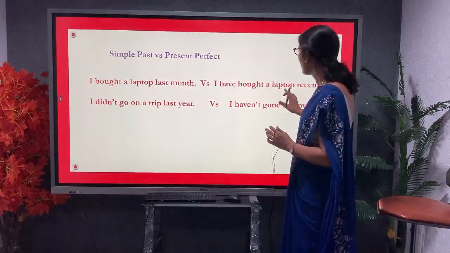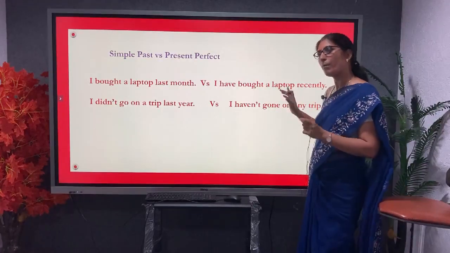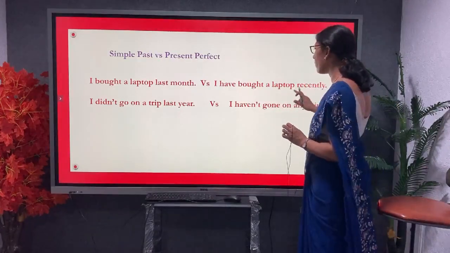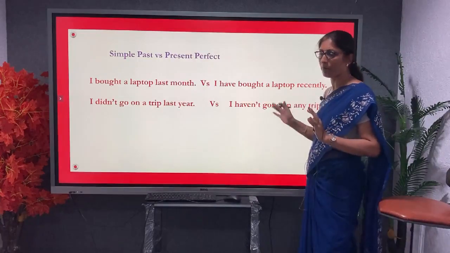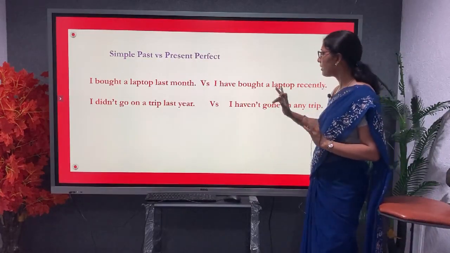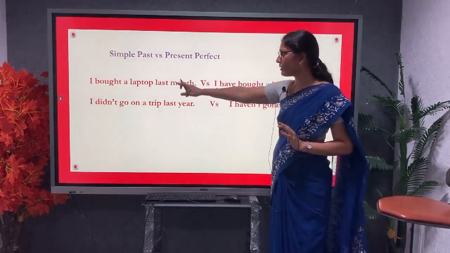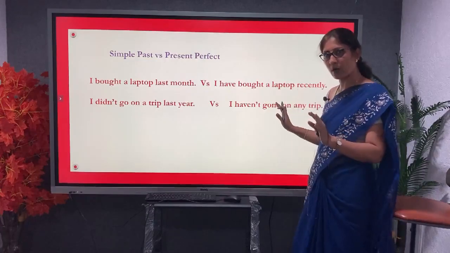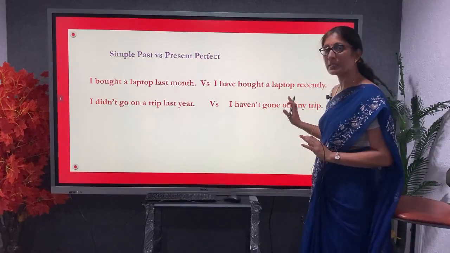And here you are not going to mention an exact time word, but you are indicating that your action is completed. So I have bought a laptop recently. Recently is not an exact time, but you did that action, right? That's the difference. When you want to mention the exact time word, you go with simple past. When you want to say that the action is completed but time is not important and you should not use any time word, then you go with the present perfect.